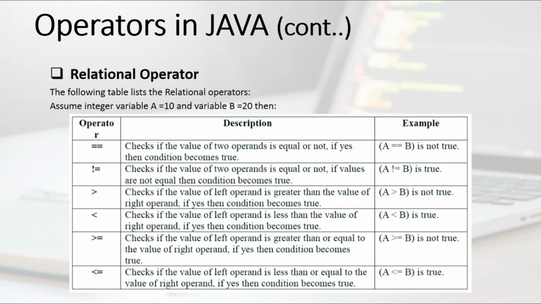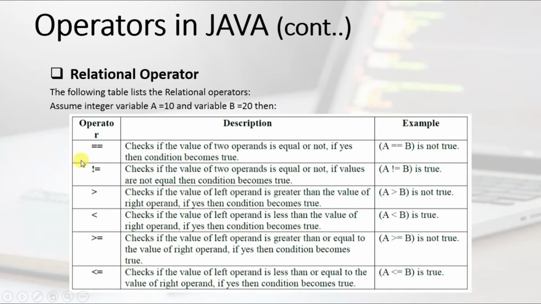Let's take the second operator in Java, that is the relational operator. The following symbols which are used as relational operators are in front of the screen. Let's take an example as value of a is equal to 10 and value of b is equal to 20. Then the first operator in the relational is equal to. It checks if the values of two operands are equal or not. If yes, then the condition becomes true. For a is equal to 10 and b is equal to 20, but if it is not true, then it will return false.